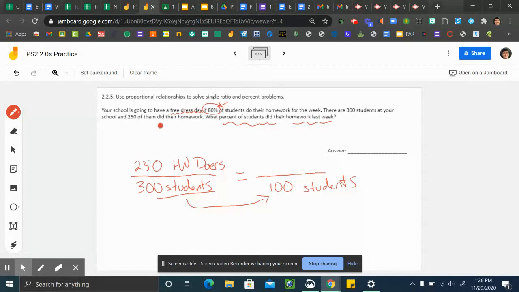Instead, what we're going to do is another way to go from 300 to 100 is to divide by 3. Divide by 3. Okay, so that's what we're going to do here. We're going to divide by 3. So 250 divided by 3. That goes in 8 times. 8 times 3 is 24. Okay, and that's 1. Bring down the 0.